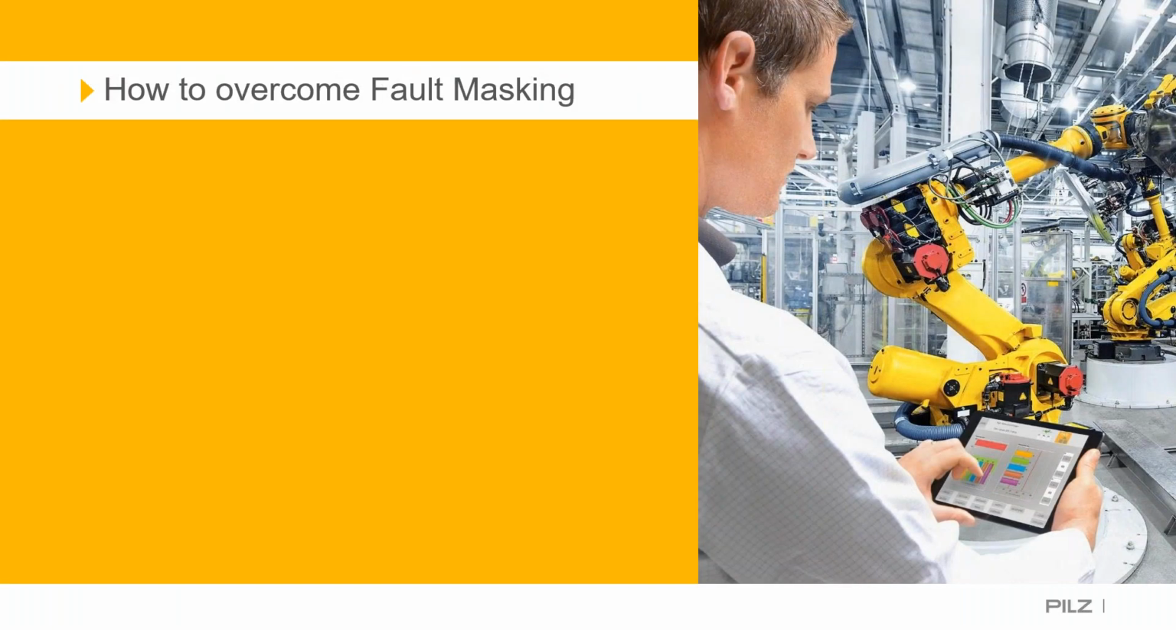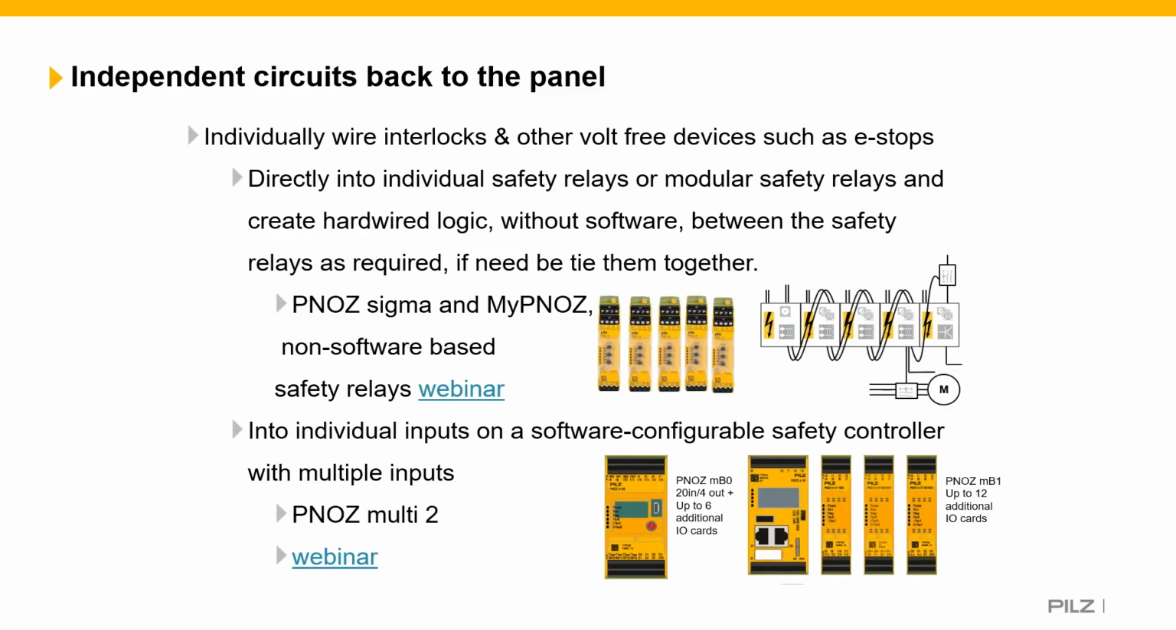So how do we overcome fault masking? We can look at independent circuits back to the panel. We individually wire interlocks and other fault-free contact devices such as e-stops directly into individual safety relays or modular safety relays and create hardwired logic without software between the safety relays as required. And if need be, we can tie them together. We can also wire them into individual inputs on software configurable safety controllers with multiple inputs.